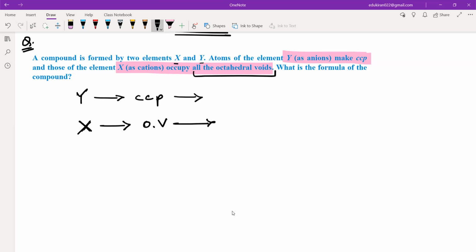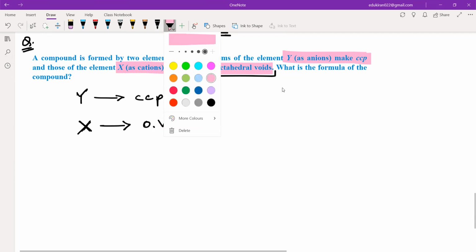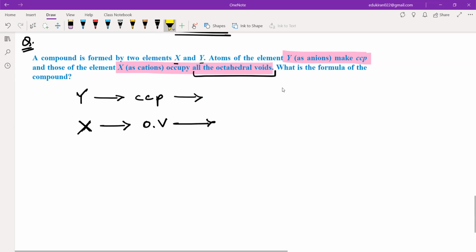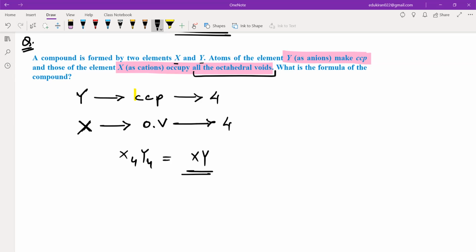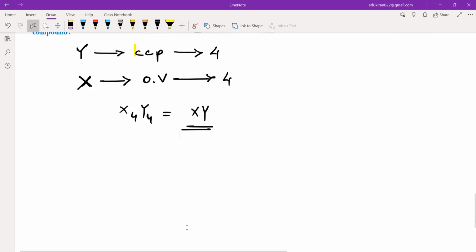What happened, guys? I've not received any answers. So you don't know the Z for CCP? CCP का Z क्या होगा? Correct, 4, and octahedral voids are 4. So X4Y4, and this will be equal to XY. Easy, right? Yes. Okay, now write another question.